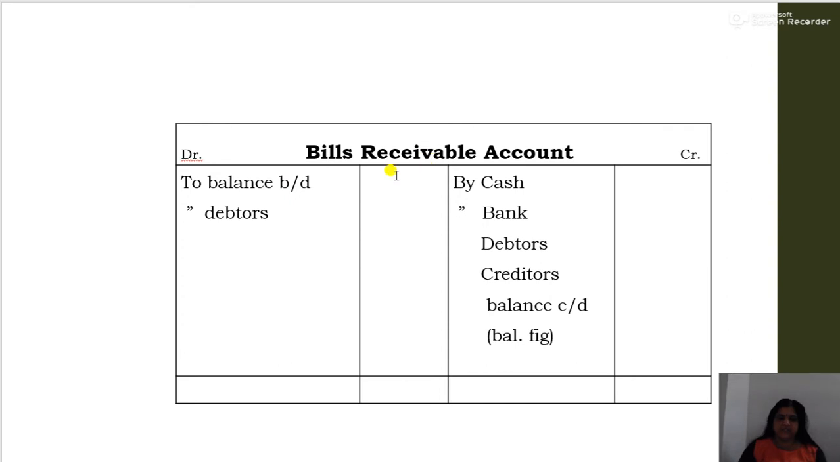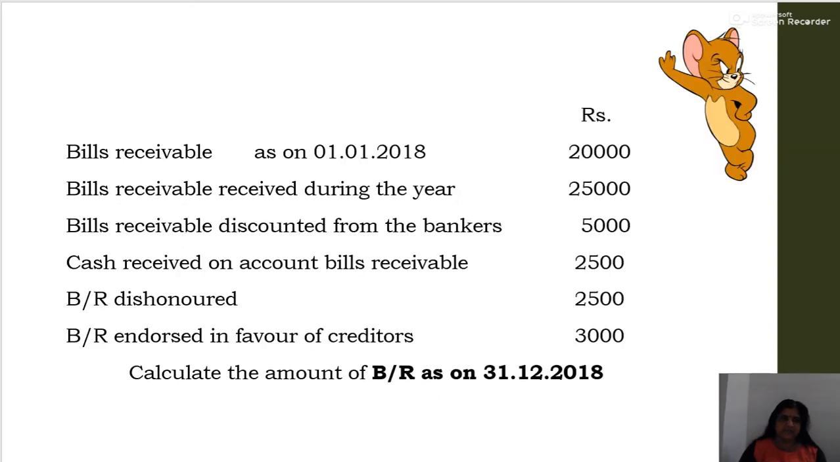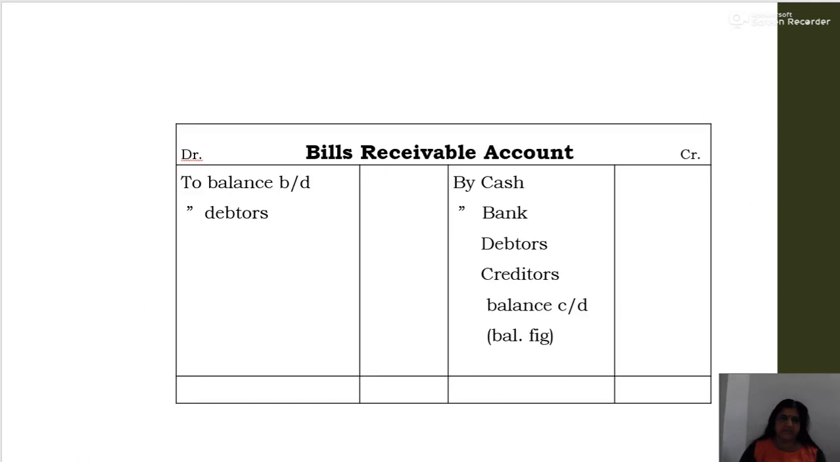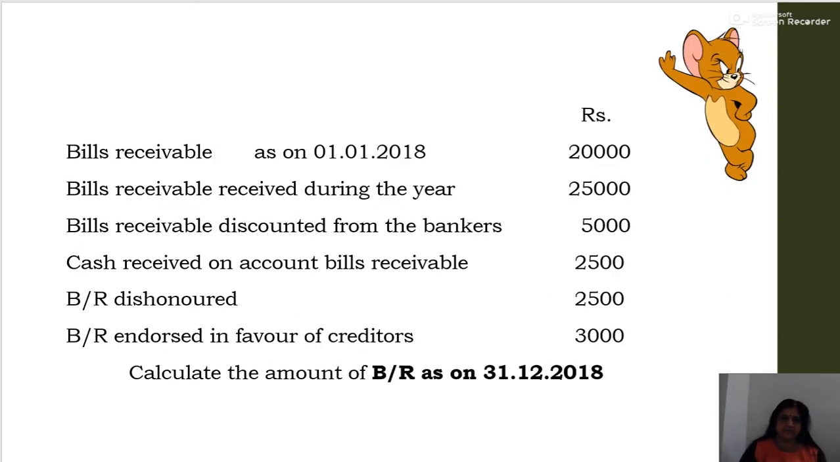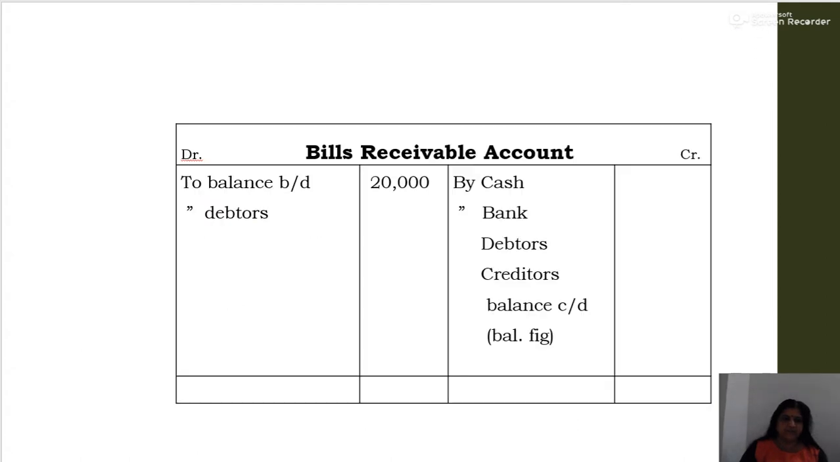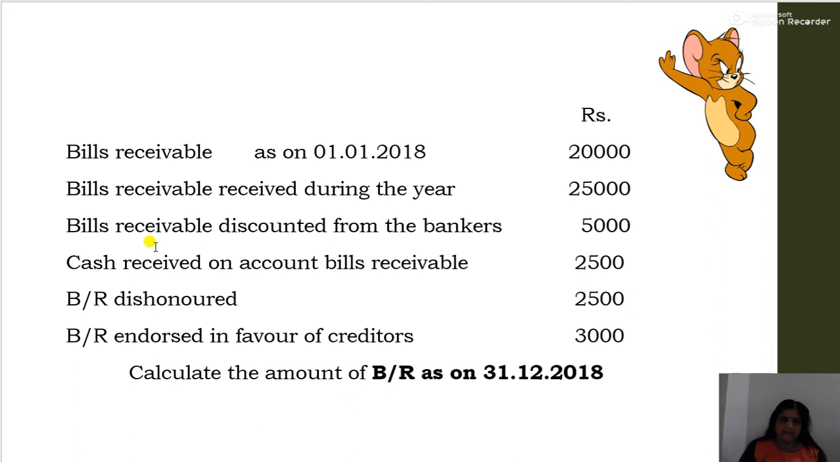So the bills receivable account opening balance is bills receivable as on 1/1/2018, 20,000. So here the opening balance comes to 20,000. Okay. Then next is bills receivable received during the year, which is 25,000. So here bills receivable account debit to debtors 25,000.